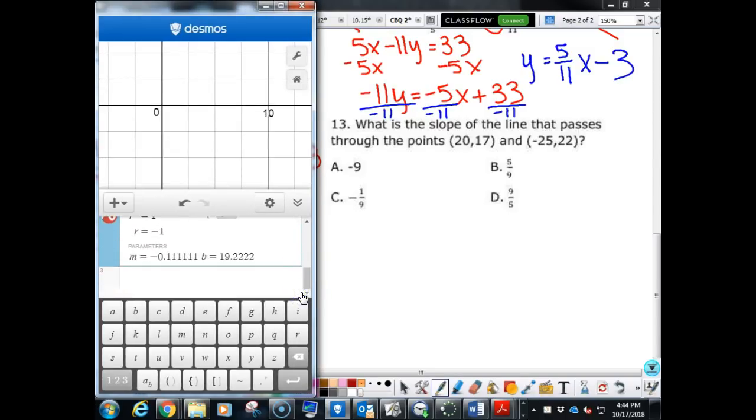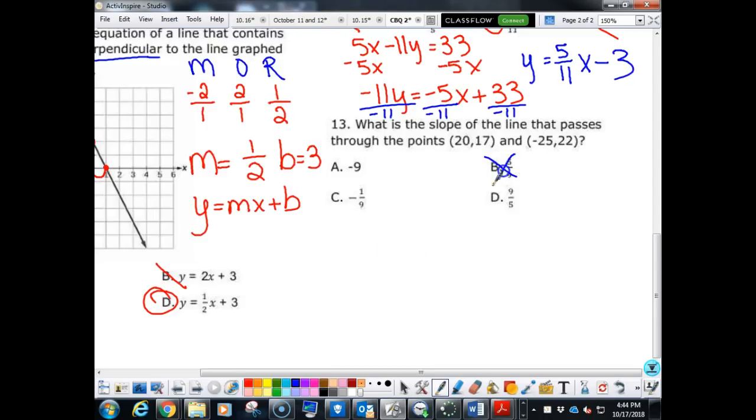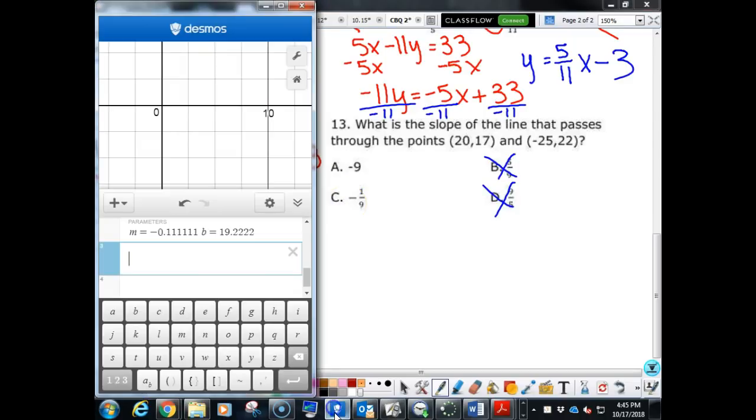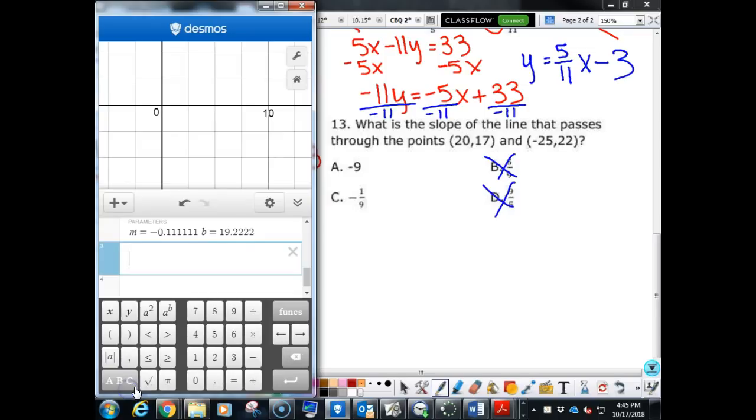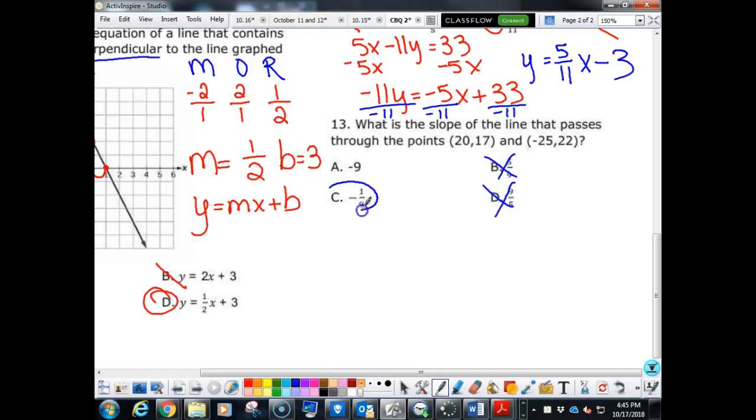I have -0.1 repeating, so it has to be negative, so B and D are wrong. This is -9, so that's also incorrect. So let me just make sure -1 divided by 9 is it, and that is it, because if you see -0.1 repeating, that matches that. So C is your correct answer.